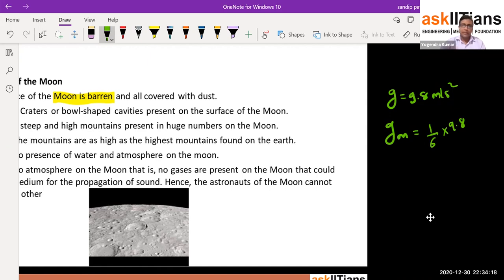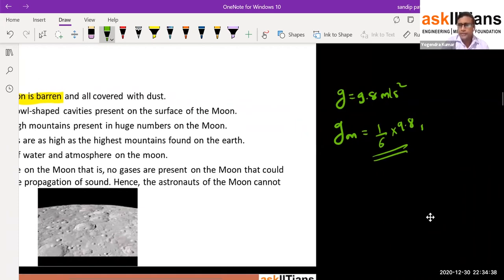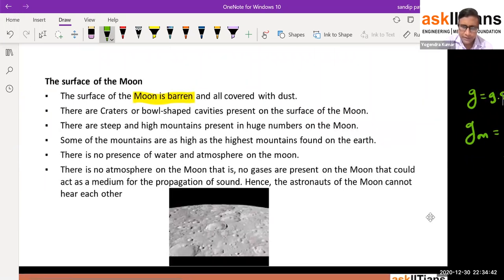Now consider if you're jumping on the Earth, you know how much height you will cover. If you jump on the moon, you will jump 6 times higher than on the Earth, right? Because gravity is very small, so you can jump very high on the moon, right? So this is about the moon.